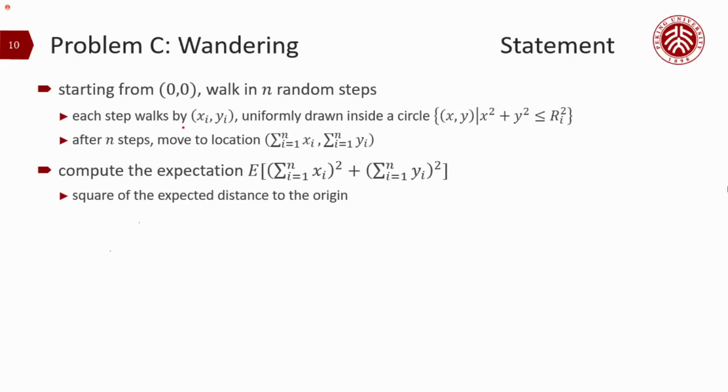In each step, we walk in a direction, and this direction is drawn uniformly inside a circle. For each step, we have a different radius, but we draw inside this circle randomly and use that vector as our step. Then we walk the next step. After n steps, we move to this location. Because each step is drawn randomly, these xi and yi are random variables, and we would like to compute the expectation of the squared distance to the origin. So this is the problem statement.